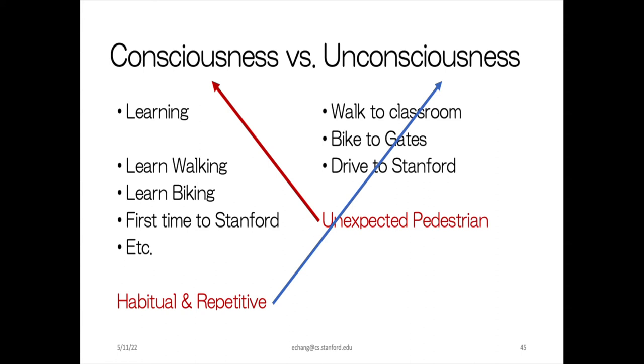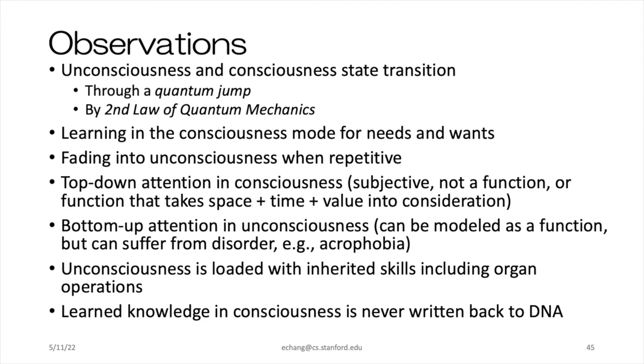Between consciousness and unconsciousness, when they need to transition, they transition via two physics mechanisms: quantum jump and the second law of quantum mechanics. And these are great because we have a solid foundation to implement the transitions. Learning for adaptation is done in the conscious mode, mainly for our biological needs and for our wants, which could be optional. And we eventually fade emotion into the unconscious state when things are repetitive.